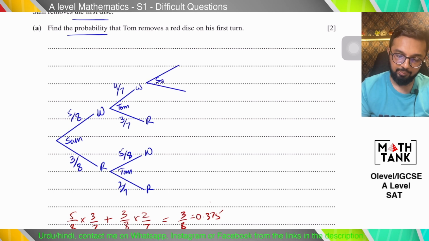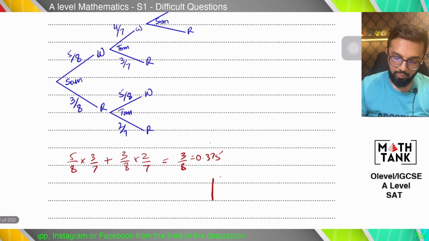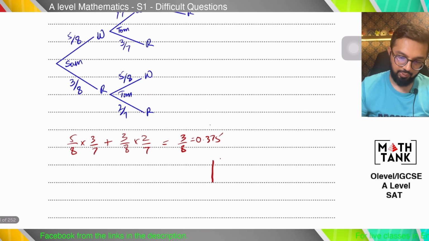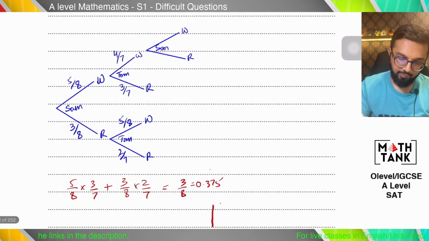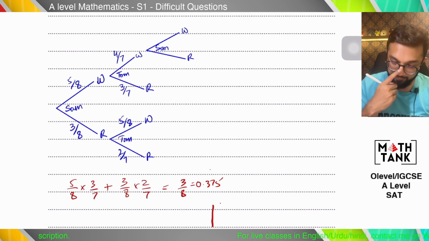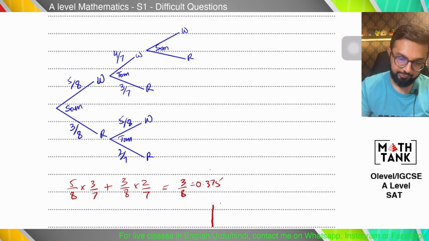Sam, okay, white, red. Who needs to win? Tom wins, okay? So that's 3 out of 7, 3 out of 6, and 3 out of 6.